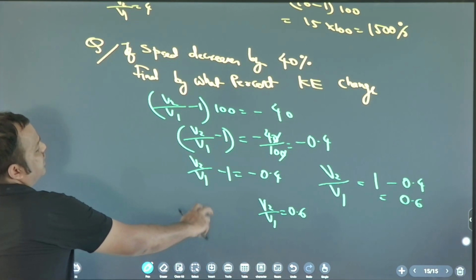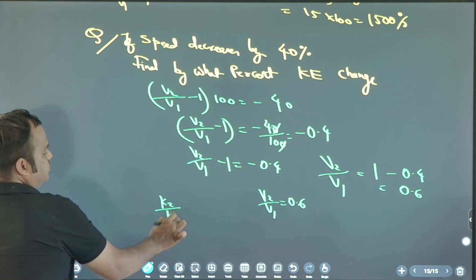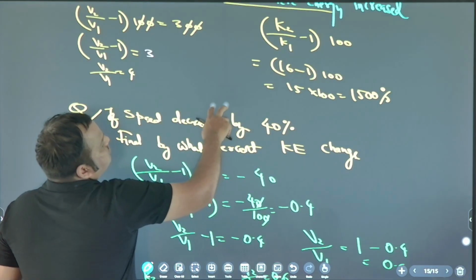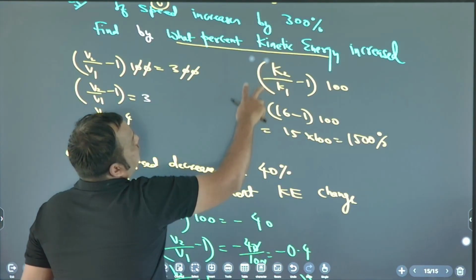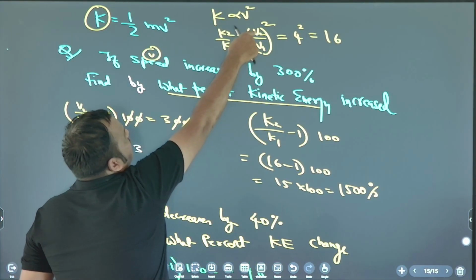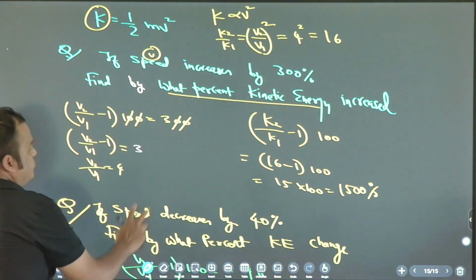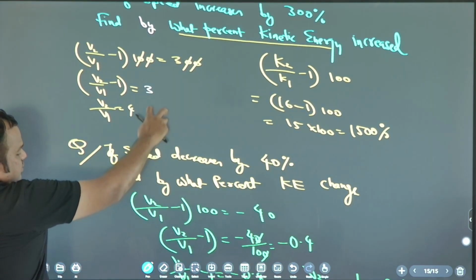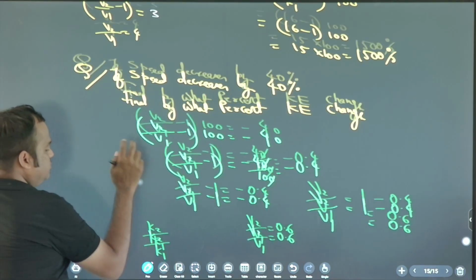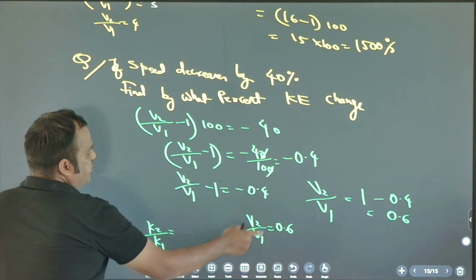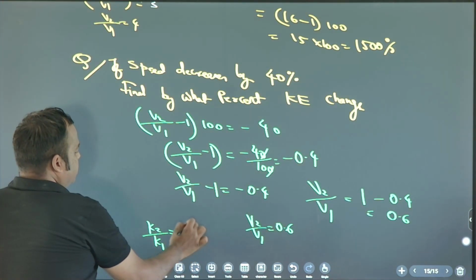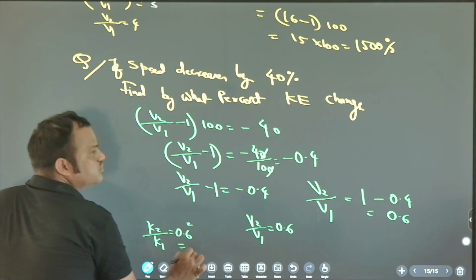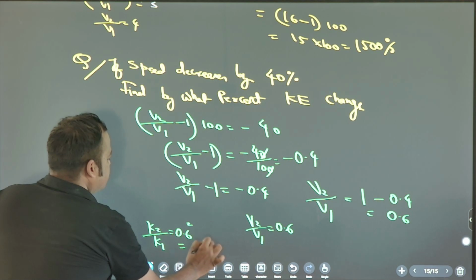So what is K2 by K1? We have discussed here that K2 by K1 is V2 by V1 whole square. So 0.6 square, how much? 0.36. Very good.